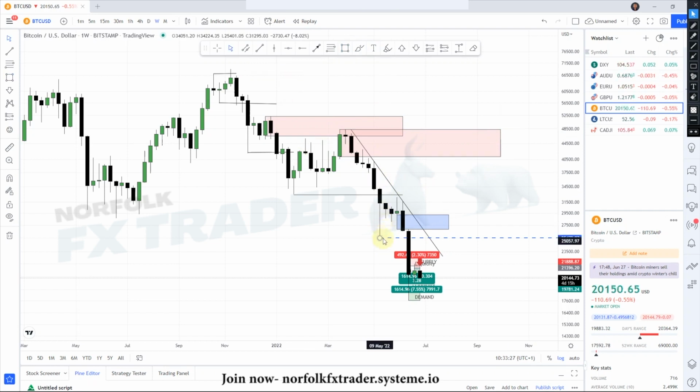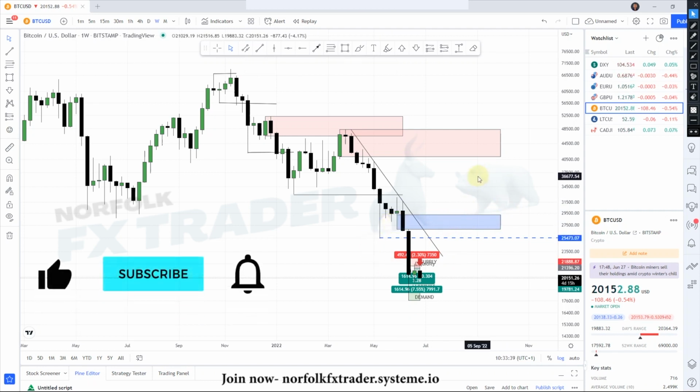Again, we have another pullback, lower high, break of structure. Now I haven't drawn an area of supply, but I have drawn an area of imbalance. And this is something I go through more in that Forex Masterclass, how I use those imbalances, not only for actual entries, but for targets as well.